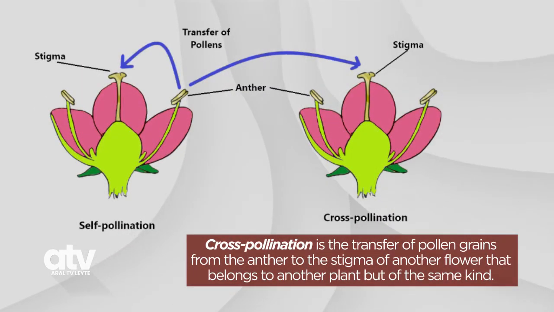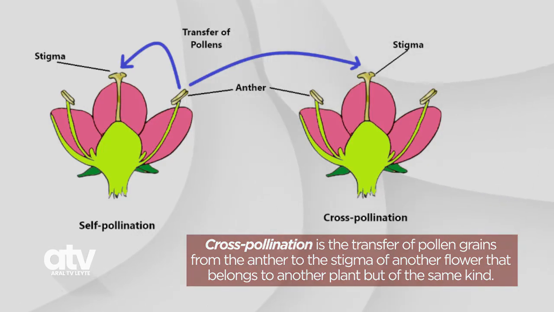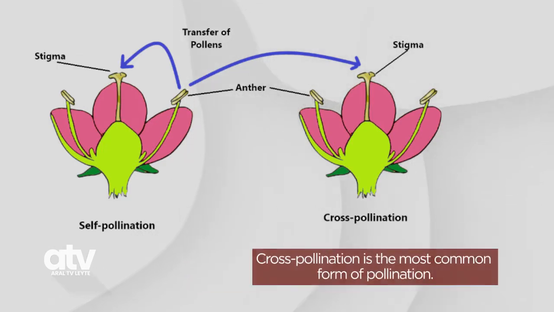Cross-pollination is the transfer of pollen grains from the anther of a flower to the stigma of another flower that belongs to another plant but of the same kind. Cross-pollination is the most common form of pollination.